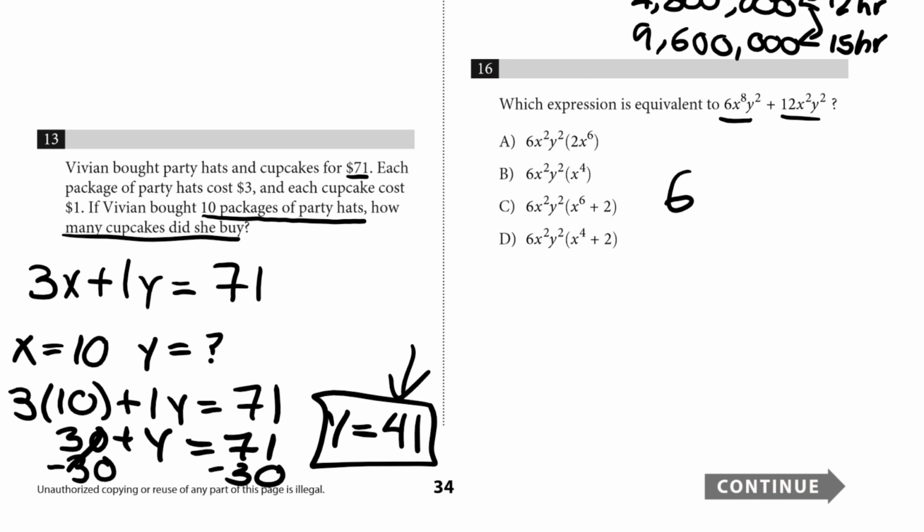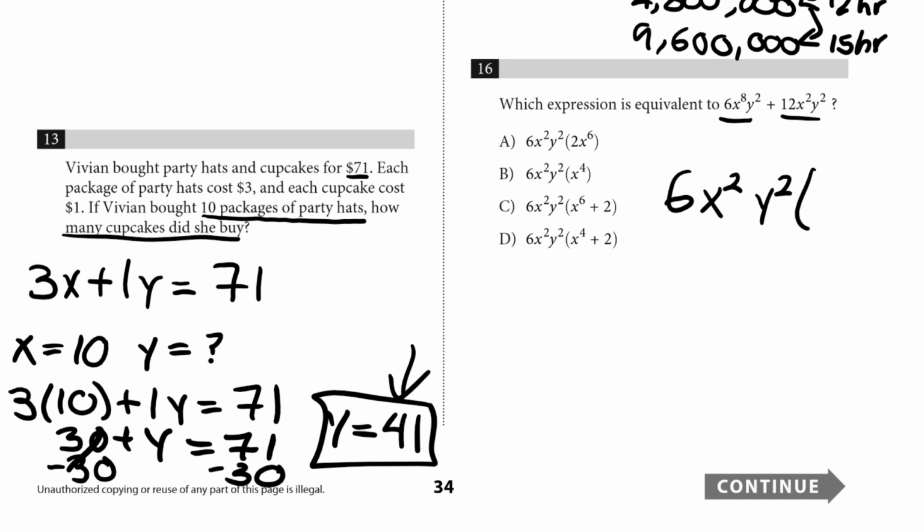So we have x to the power of 8 and x to the power of 2. We're going to factor out x to the power of 2. And then we have y to the power of 2 and y to the power of 2. So that's the same for both. We're going to factor out y to the power of 2.